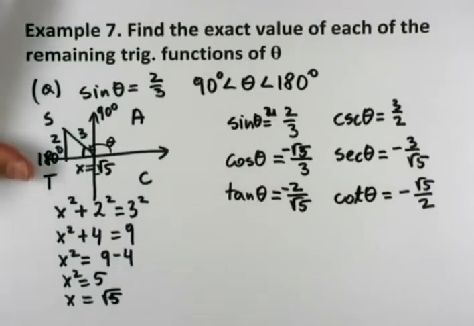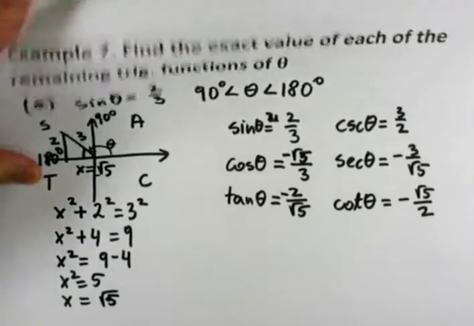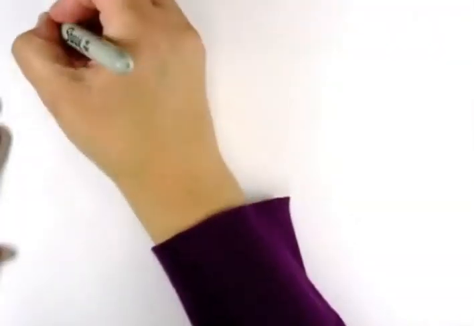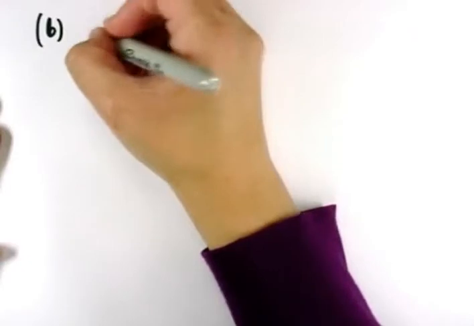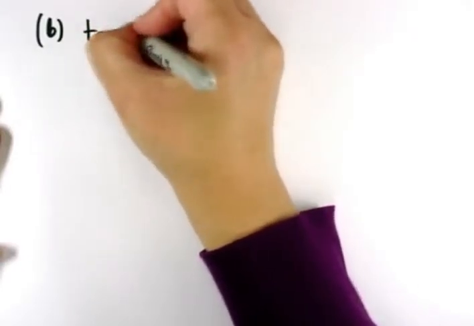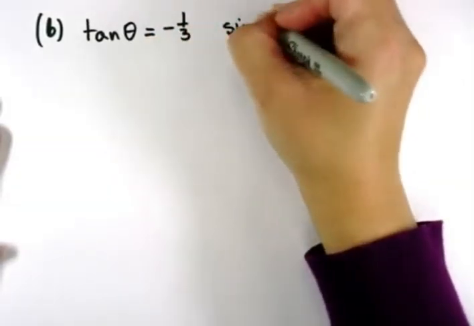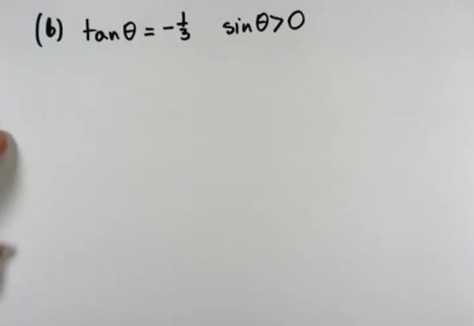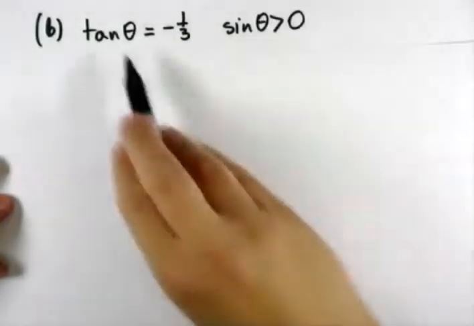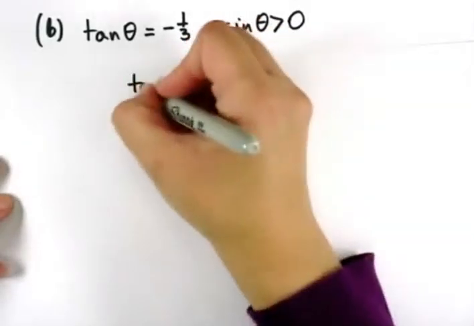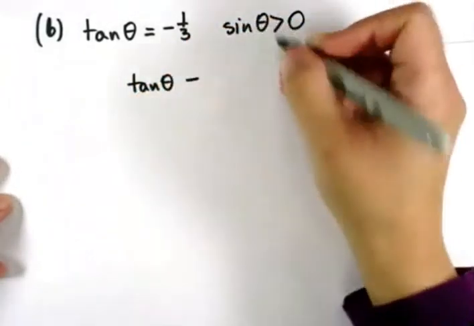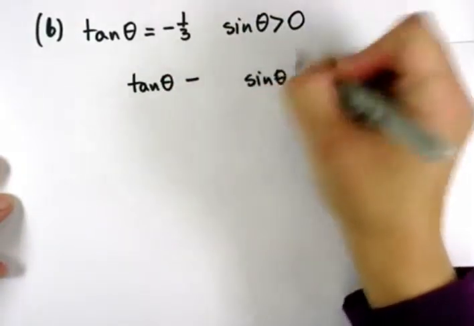B. I have that tangent theta is equal to minus 1/3, and we have that sine theta is greater than 0. First we would like to decide what quadrant we are in, using the information that tangent is negative and sine theta is positive.